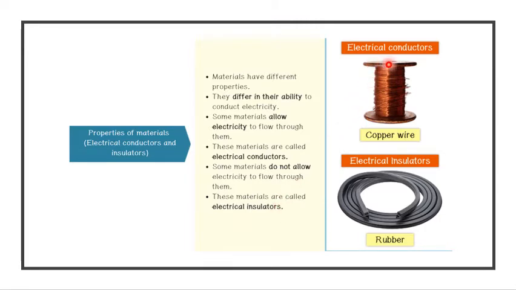Examples of electrical conductors are copper wire and metal. For electrical insulators, an example is rubber.